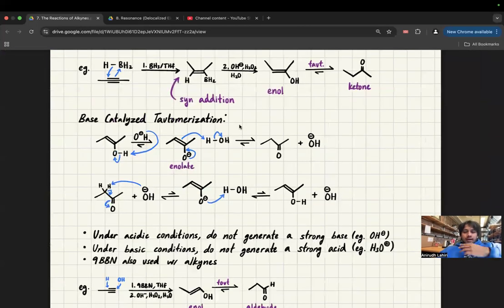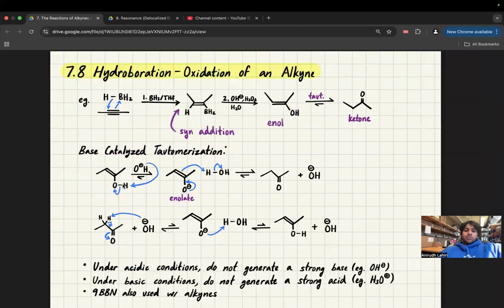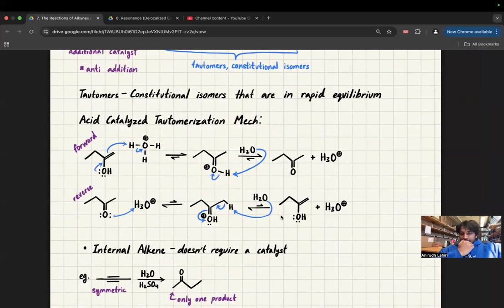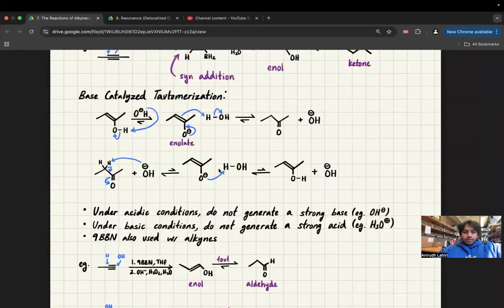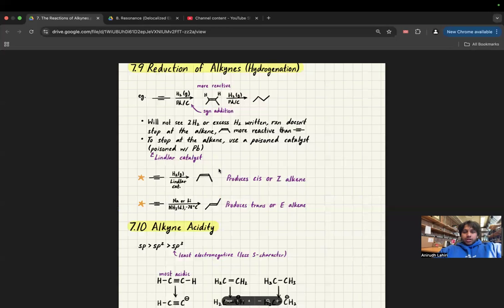Cool. And this is the base catalyzed version of the tautomerization. Under acidic conditions, you do not generate a strong base. Under basic conditions, you do not generate a strong acid. So if you're asked to draw out this mechanism, if it's base catalyzed, you have minuses, you have neutral structures. You never have a plus on any of these. For acids, you have a plus, you never have a minus, you can have neutral. Okay, cool.